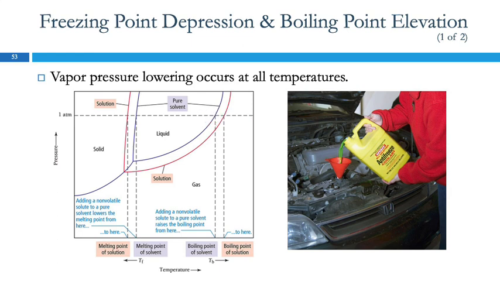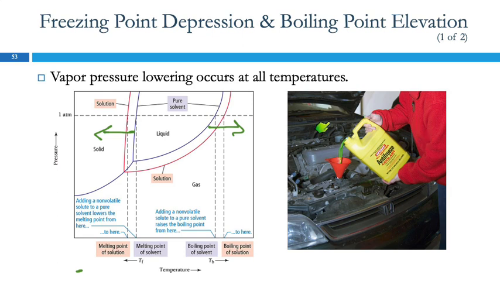I used to have a hard time remembering, was it freezing point depression or freezing point elevation? Because there's boiling and freezing, and there's elevation and depression. So what helps me remember this is that these are moving away from each other. The freezing point is getting lower, and the boiling point's getting higher. They're moving away from each other.